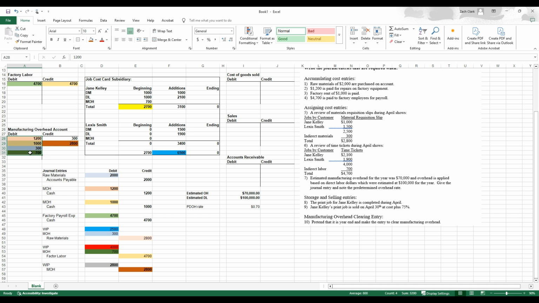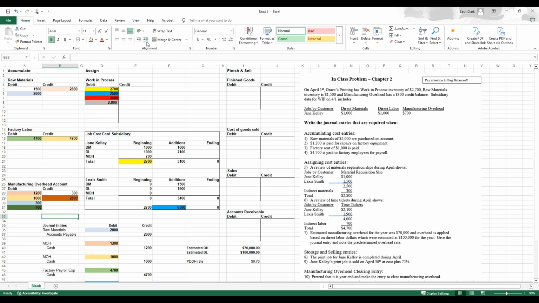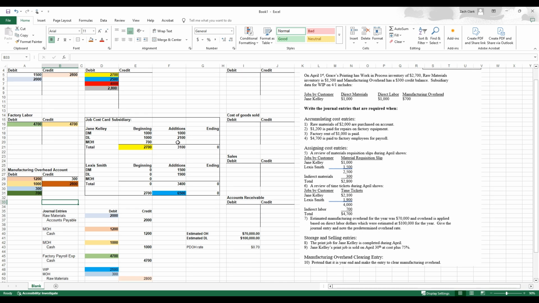This is our actual overhead. Here's our applied, and we're going to compare those totals at the end and clear those out. But for now, just keep that in mind. And then again, we've said it over and over again, anything that goes in WIP has to be in the detail of WIP down here. And we know we can figure out how to break this 2,800 out by job by just taking the direct labor for each one of those jobs and timesing it by the predetermined overhead rate again.